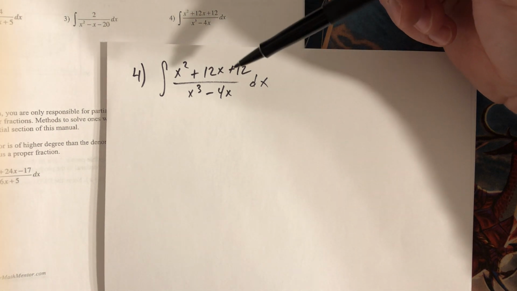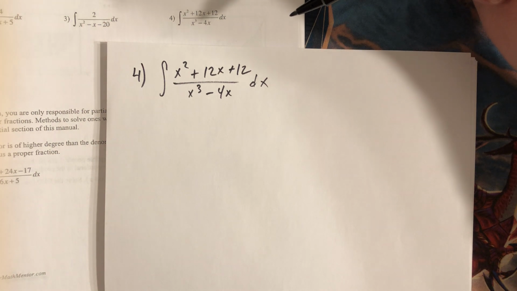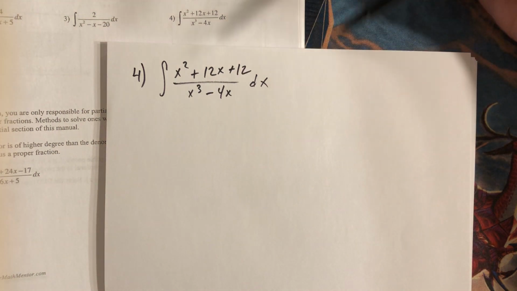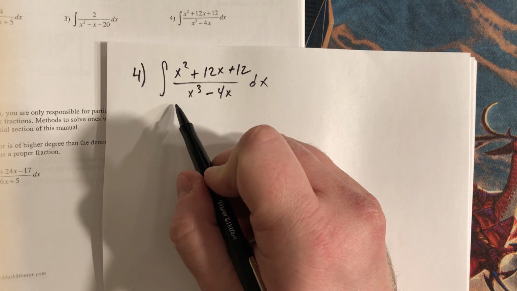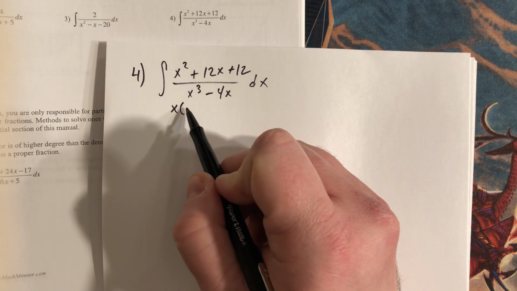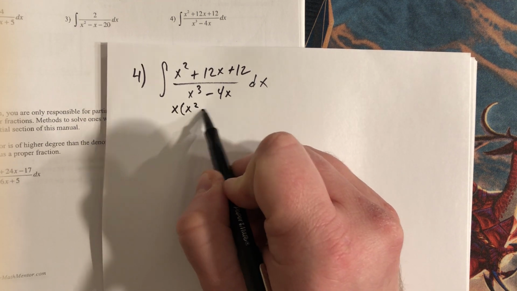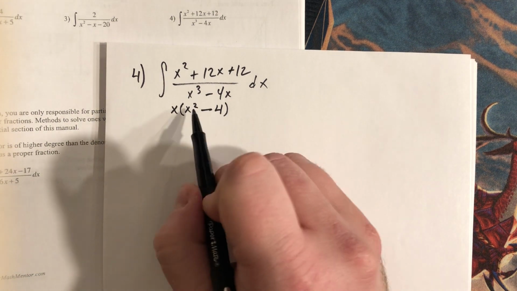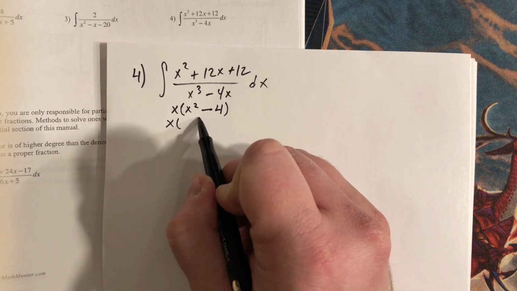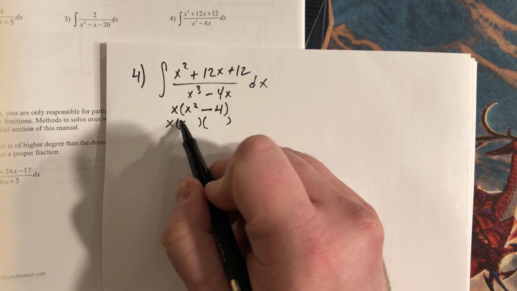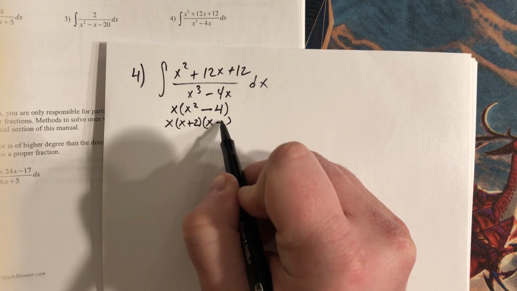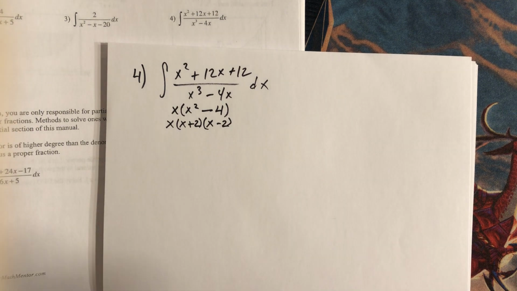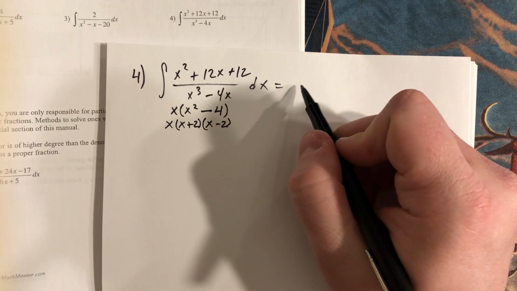But anyway, this one, we can do the same kind of thing. Factoring this denominator, looks like I get x times x squared minus 4. But be careful, x squared minus 4 actually factors into two different linear factors, x plus 2 and x minus 2. So we've got like an A, B, and C situation here.